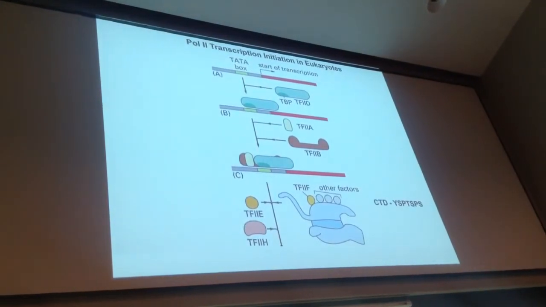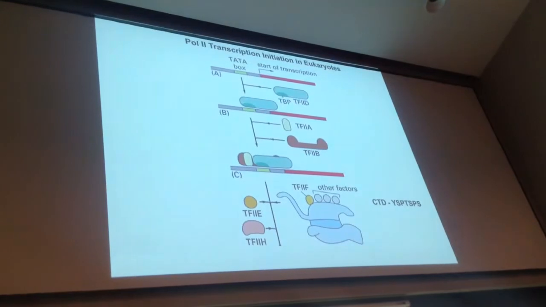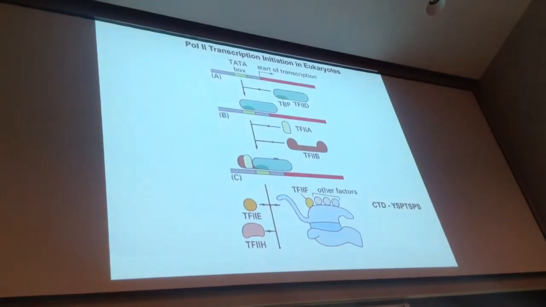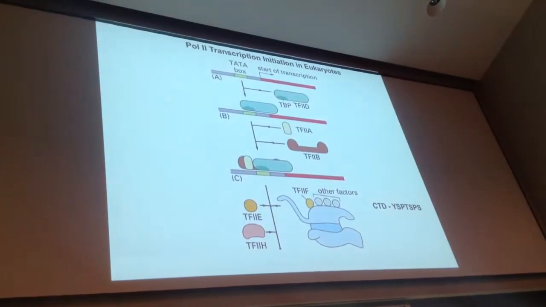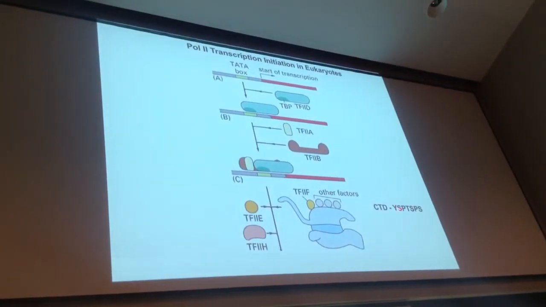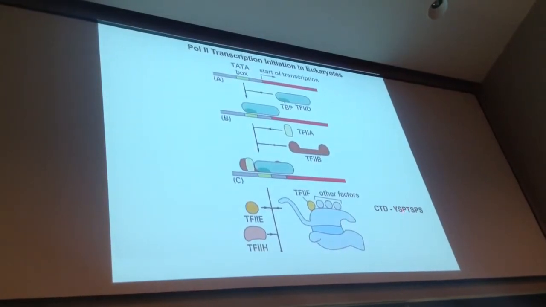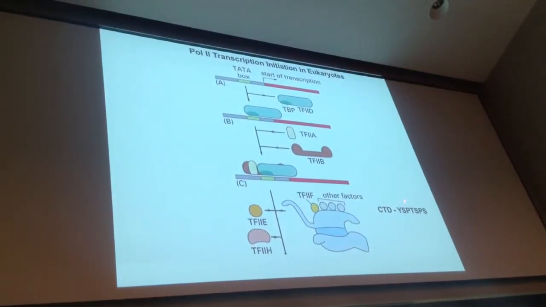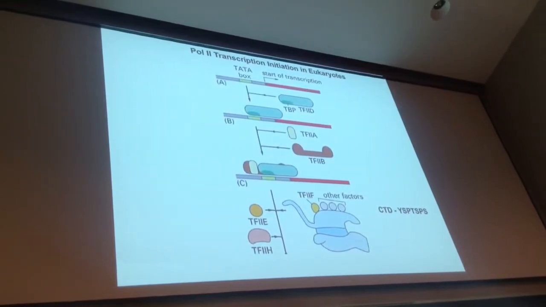Does anybody... That's the sequence. This is the sequence in yeast. So there's a tyrosine, serine, proline, threonine, serine, proline, serine here. So those are the serines and threonines that can be phosphorylated. 3 of them are phosphorylated on those guys.